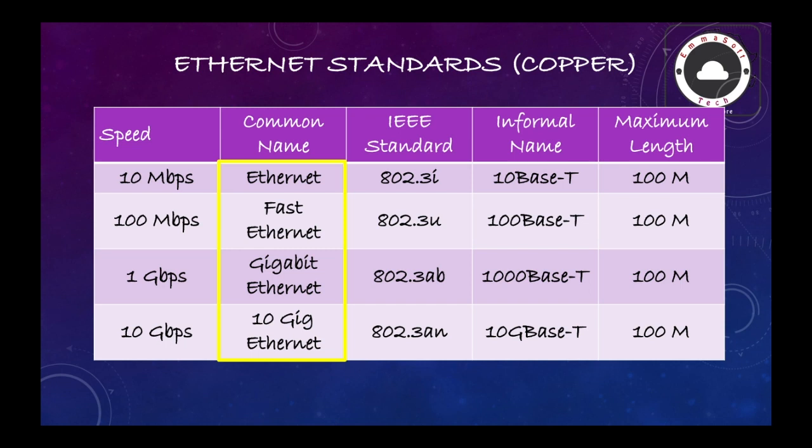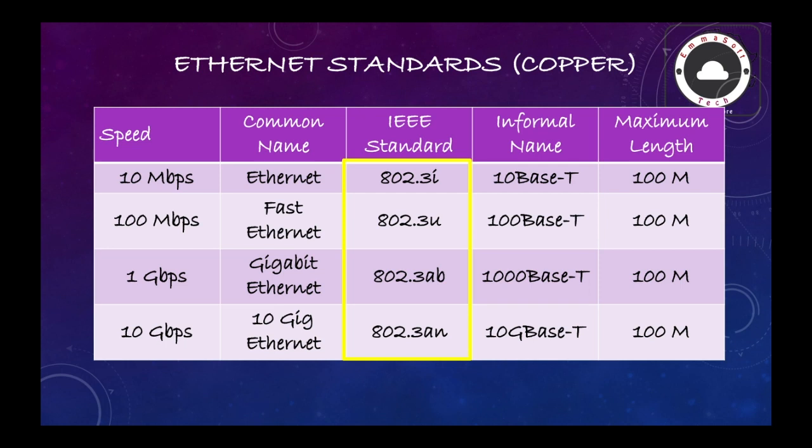And then let us look at the IEEE standards. Ethernet is defined under 802.3i, and 100 is defined under 802.3u. Then for gigabit, that is 802.3ab, and for 10G, that is 802.3an. You may need this for purposes of understanding where each speed is categorized under Ethernet.